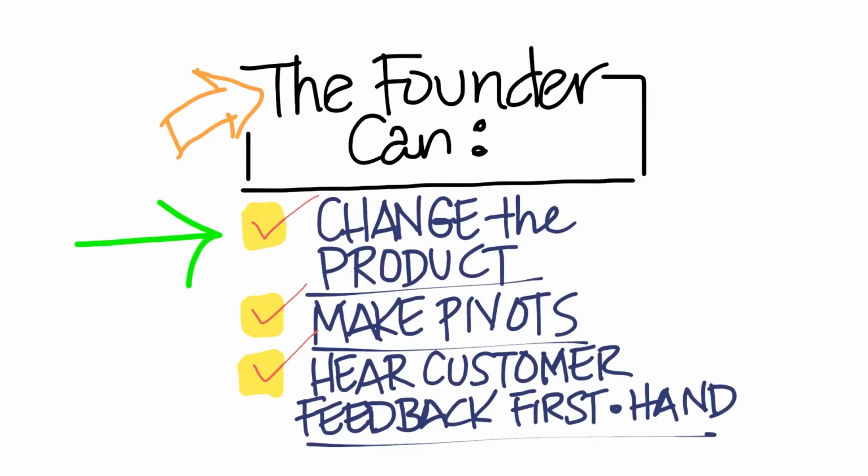And what we did in the past is we would wait to first customer ship, we'd wait till sales didn't match the revenue plan, and we'd make these changes by firing executives instead of having the founders engaged in day one. So it's the founder who can change the product, make pivots, and hear customer feedback firsthand. And that's the idea of getting the founder outside the building.